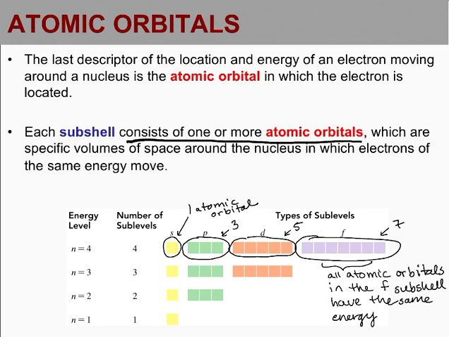So all atomic orbitals in the f subshell, for instance, have the same energy. And then if we look at a d subshell, all of those atomic orbitals will have the same energy. And then in the p subshell, those 3 atomic orbitals will have the same energy. And again, the s subshell is lower in energy than the p subshell and its atomic orbitals. And then that's lower in energy than the d subshell and its atomic orbitals, and so on and so forth.